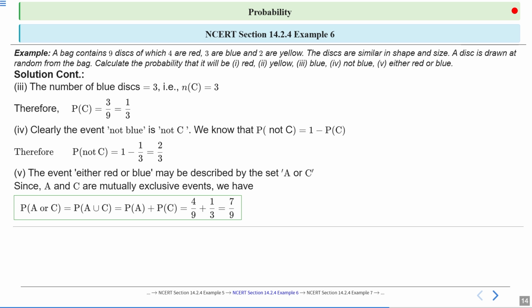Clear, students? I hope all the parts of this example are clear to all of you. Very simple example. We first defined the events, and then we used some basic formulas, like the probability of A union B equal to the probability of A plus the probability of B when A and B are mutually exclusive, and we used the probability of not A equal to 1 minus the probability of A. Simple. I hope it is clear to all of you. So now let us move to the next example.